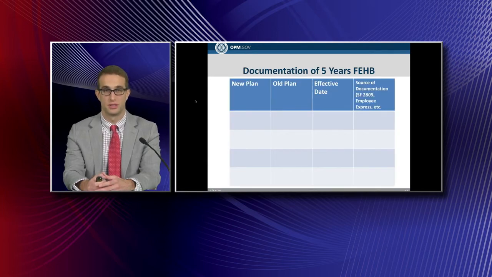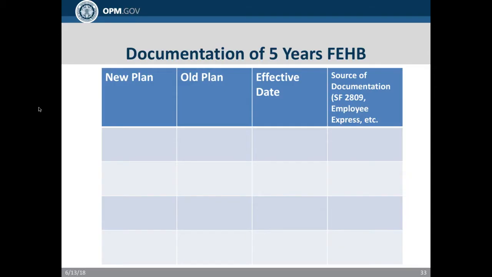And with that, this is what the form looks like. Again, it's got the new plan, old plan, effective dates, and the source where you got that information from. So 2809, online printout screen, whatever it may be. And then you also want to sign and date that to certify the document is official.